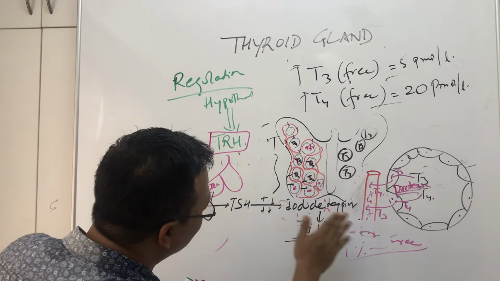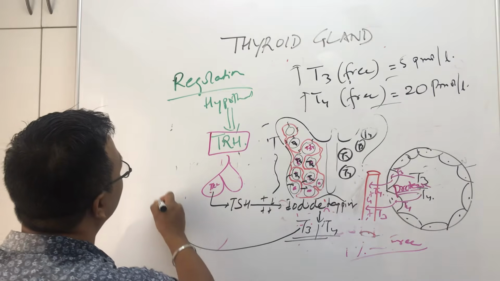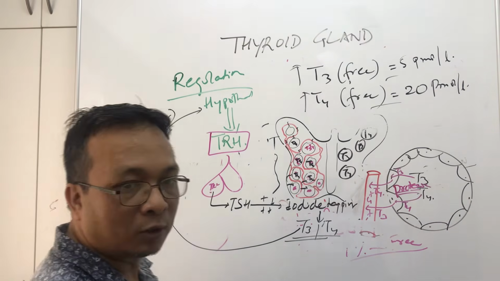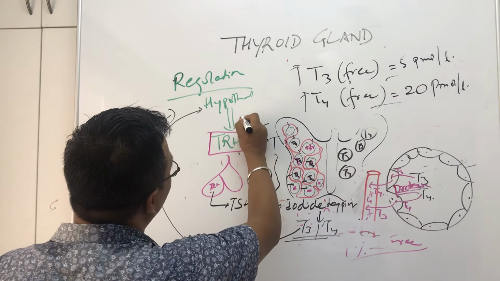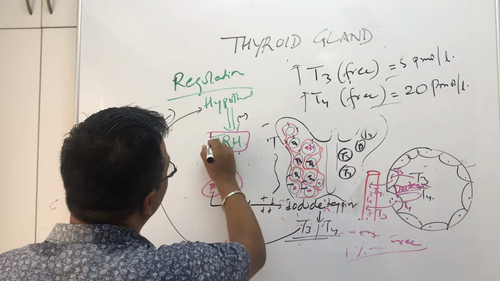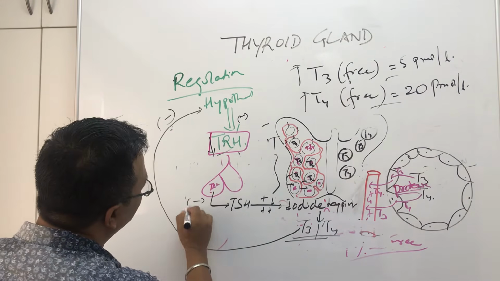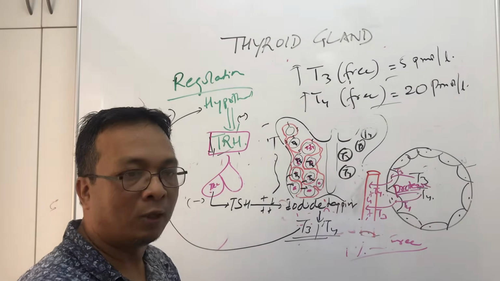So if T3 and T4 are made more, then what will happen? It will give a negative feedback mechanism to the hypothalamus. We call it the negative feedback mechanism. Because of that, now the hypothalamus will secrete less TRH. As a result, TSH will stop and T3 and T4 will come down. Okay, I hope you got my point.